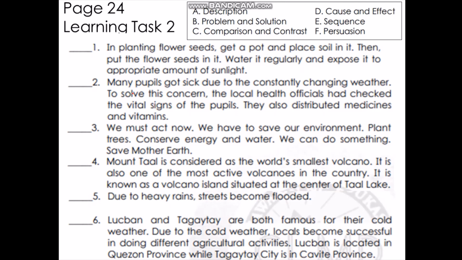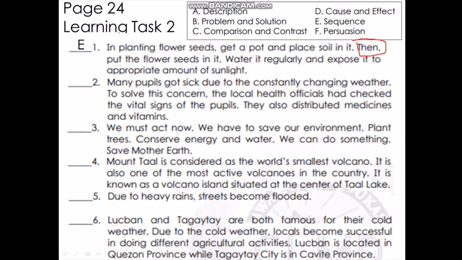If you're not yet done, click the pause button. If you're done, click the play button. So, put a check if your answer is correct and X if it's incorrect. For number 1, it's letter E. Why? Because it tells you the steps on how to plant flower seeds. So, it tells sequence. And there's a word then.